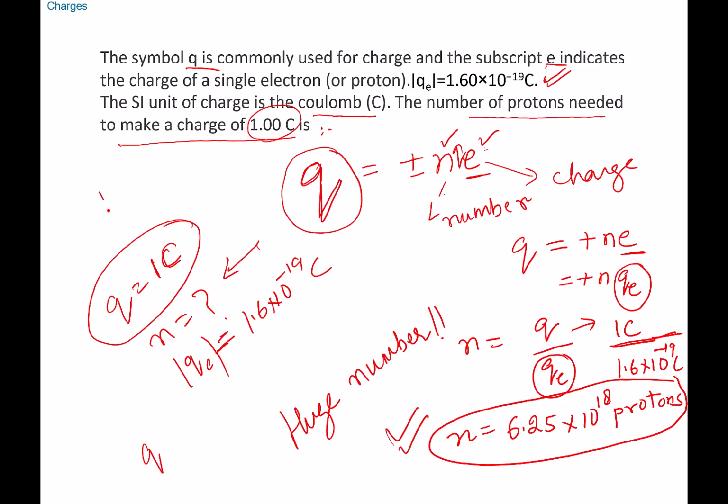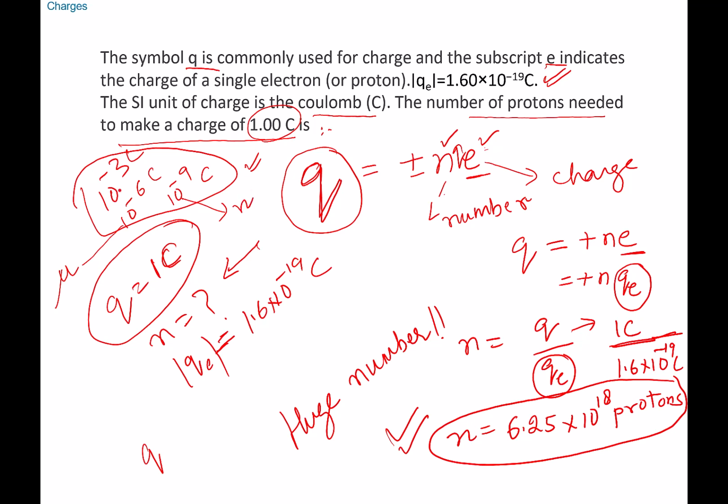Milli is 10^-3, micro is 10^-6, and nano is 10^-9 coulombs. So 1 Coulomb is a really big charge. Normally you'll see when we work on the problems, we'll be doing milli or micro or nano. 10^-6 is micro, generally given by the symbol mu. We'll be touching on this. Nano is n, and 10^-3 is milli, m.